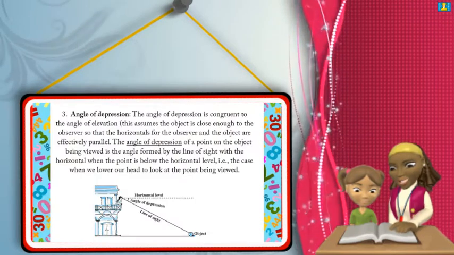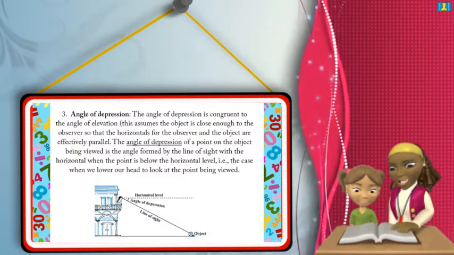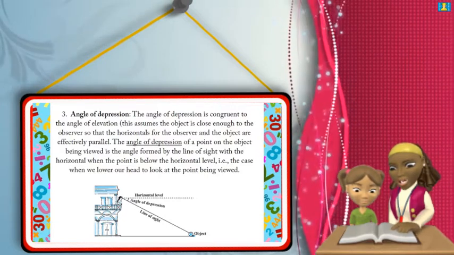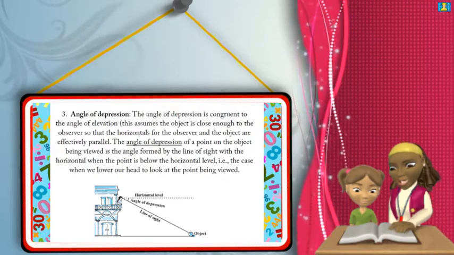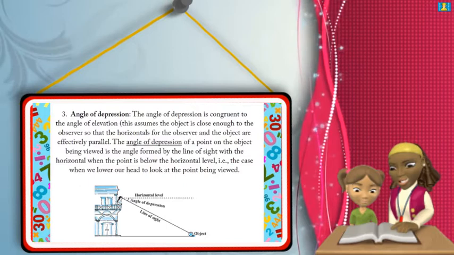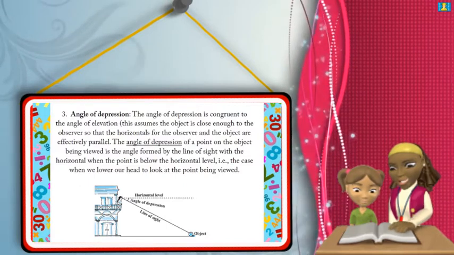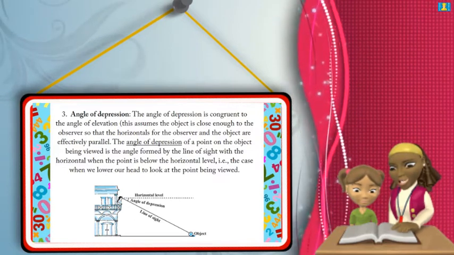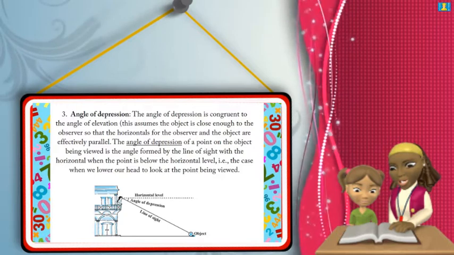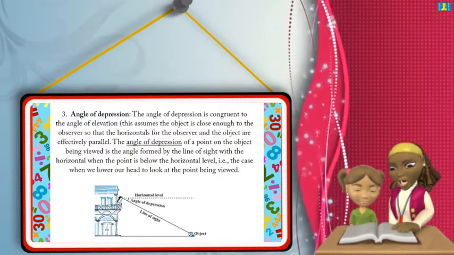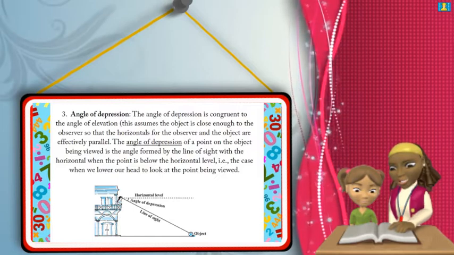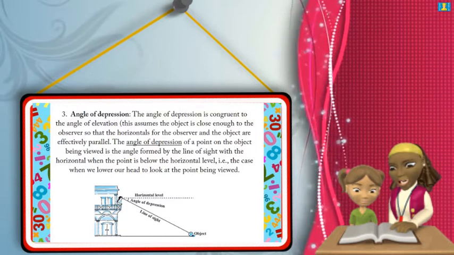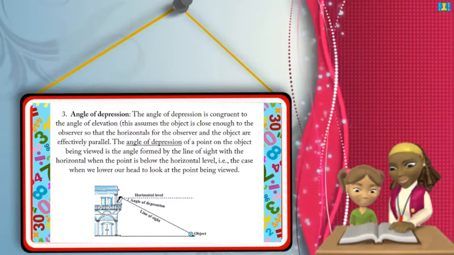Angle of depression. The angle of depression is congruent to the angle of elevation. This assumes the object is close enough to the observer so that the horizontals for the observer and the object are effectively parallel. The angle of depression of a point on the object being viewed is the angle formed by the line of sight with the horizontal when the point is below the horizontal level. That means the case when we lower our head to look at the point being viewed.